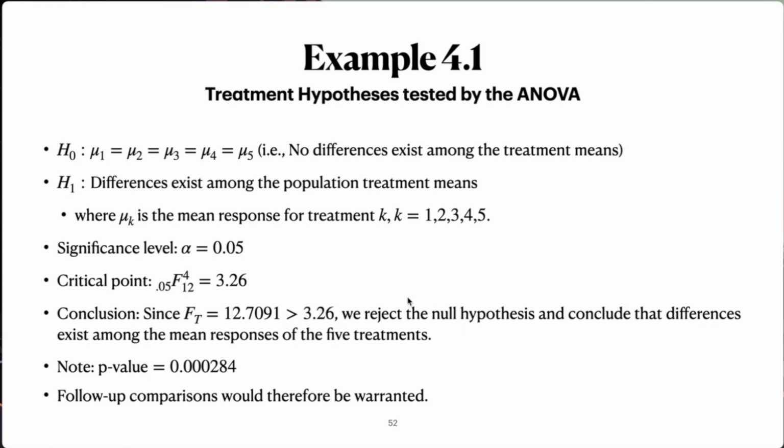Now, I would just point out that the p-value is fairly small, in this case 0.000284. And so we see that we would reject the null hypothesis not only at the 5% significance level, but at the 0.01 level, the 0.001 level. In fact, any significance level that is greater than or equal to 0.000284. So a very significant result here, statistically at least. Because we have rejected the null hypothesis and concluded that differences do exist among the population treatment means, follow-up comparisons would be warranted.